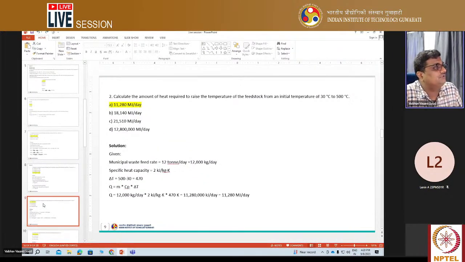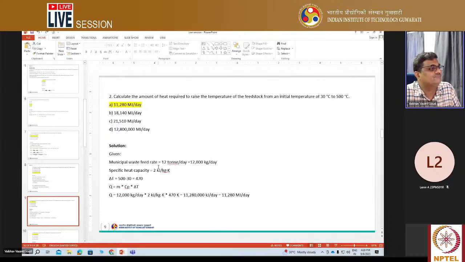This is another one where we need to calculate the amount of heat which is required to raise the temperature of the feedstock from an initial temperature of 30 to 500 degrees Celsius. That is basically a simple example where we need to know, first of all, the specific heat. The specific heat of the sample needs to be known. And it was municipal solid waste, so the value was given.